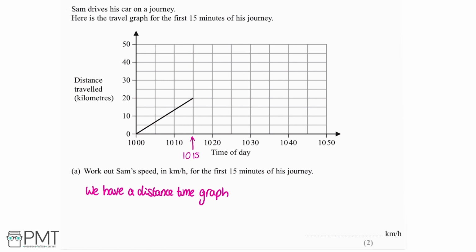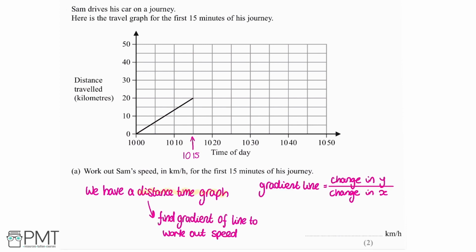Now what we have here is a distance time graph because we're plotting the distance and the time. Now when we've got a distance time graph, we need to find the gradient of the line to work out the speed. So now the gradient of a line is worked out by the change in y divided by the change in x. So for the change in y, we're going from 0 kilometres up to 20 kilometres. So it's going to be 20 minus 0 kilometres, divided by, okay, change of x, we're going from 10 o'clock to 10:15. So the change there is 15 minutes.